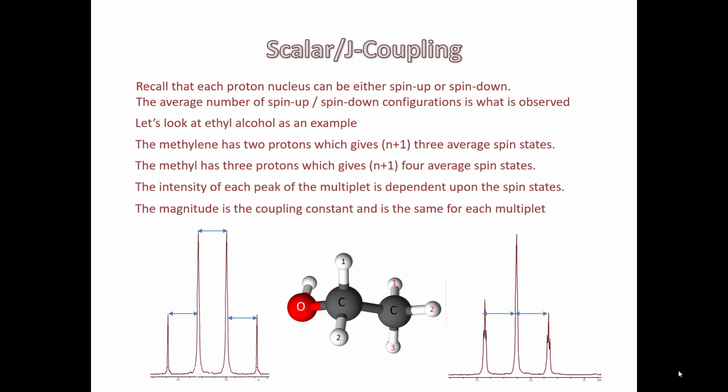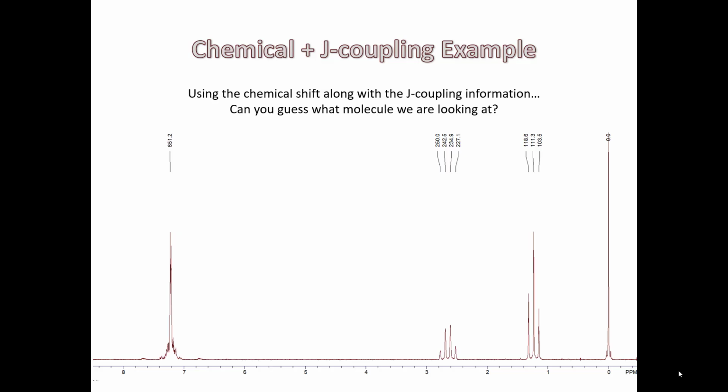If we look at the methyl, we would expect those to also be 7.6 hertz apart. So that's how we determine nearby neighbors when we're looking at NMR spectra. Let's go back to our example that we looked at earlier. So using now both chemical shift and J coupling information, let's see if we can guess what this is.